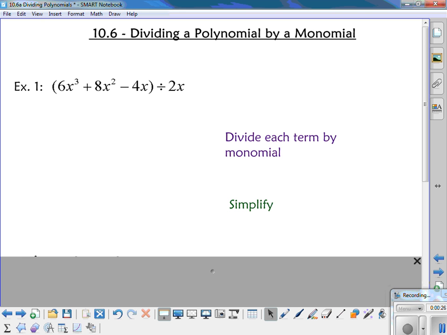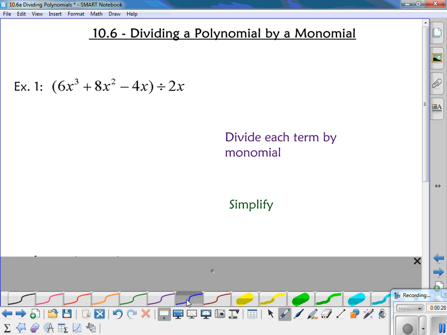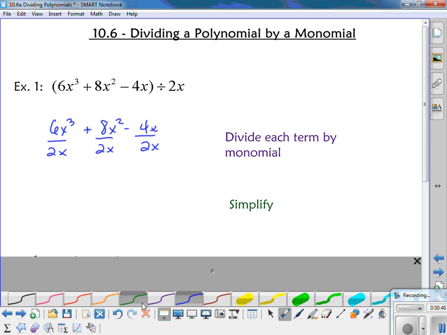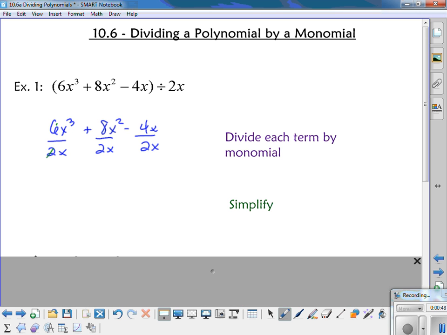So I'll rewrite it, I've got 6x cubed plus 8x squared minus 4x. I'm going to divide each one by 2x. And then we just simplify or reduce each one of those terms. So if I look at my first term, 2 goes into 6 3 times. And do I have more x's on the top or on the bottom? On top, how many? 2 of them. So that becomes 3x squared.